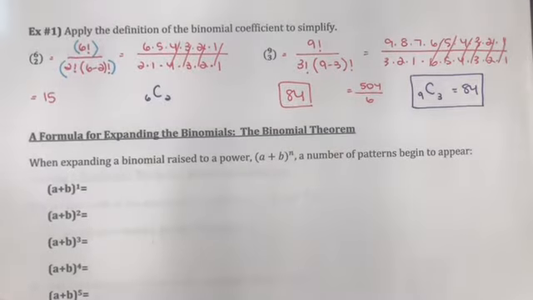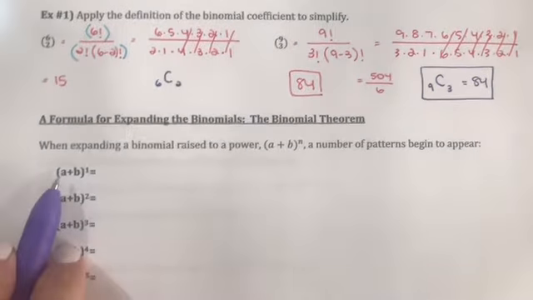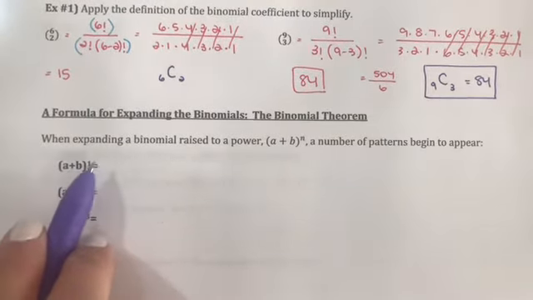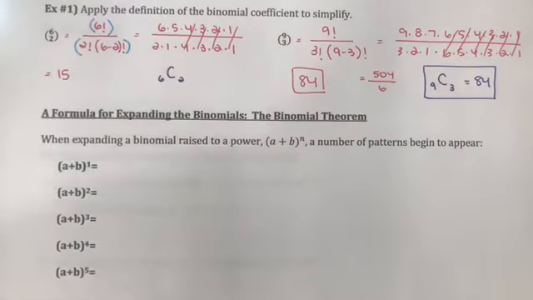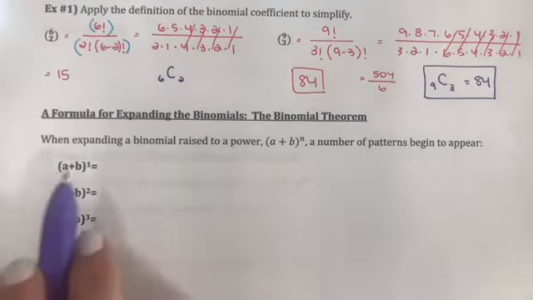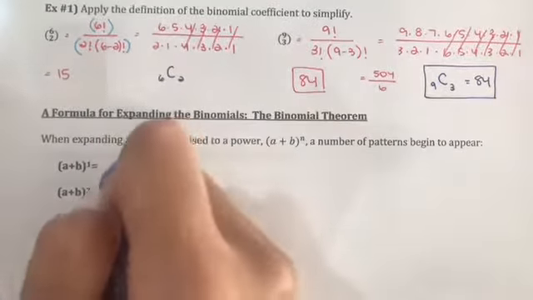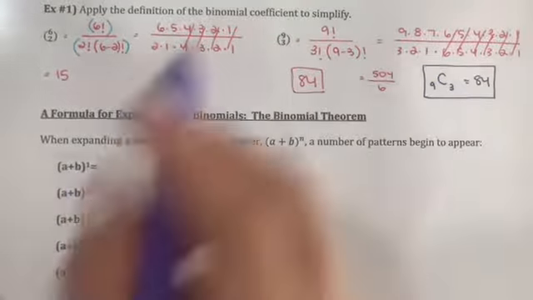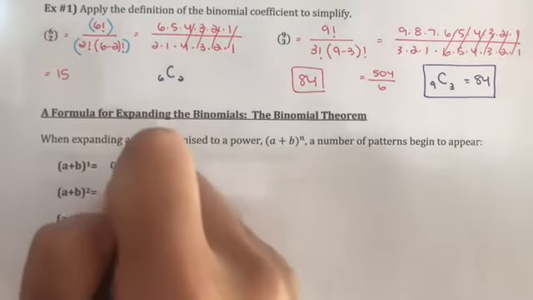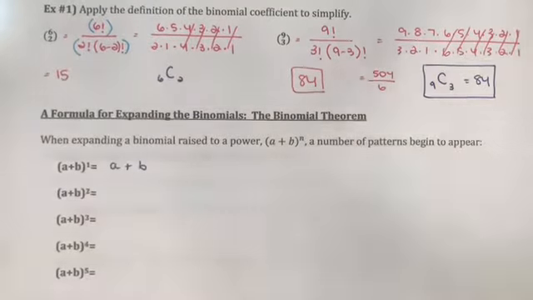Okay, so the whole point of this section is to be able to expand binomials. Now what does that mean? That means if you have a binomial, that's 2 terms, raised to a power, how does it simplify? Now most of the time, well, here's pretty straightforward. A plus b times itself, just including itself once, is just a plus b.